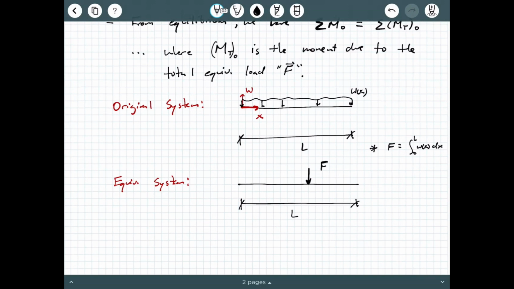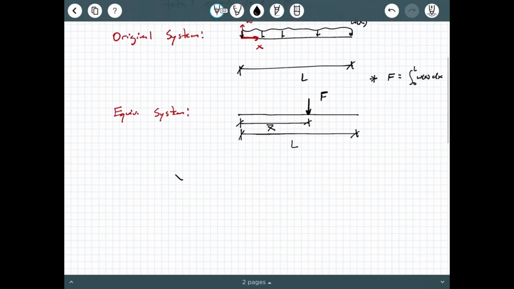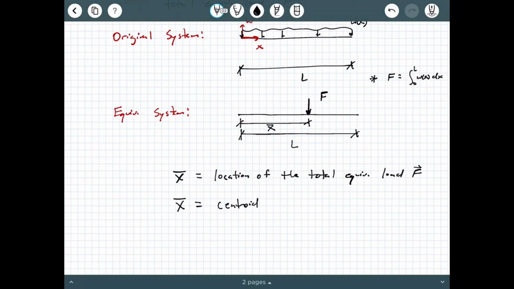So the question is, what is this distance right here? I'm going to call it X bar. So X bar equals the location of the total equivalent load, F, and we can also sometimes say that X bar is the centroid of W as a function of X.